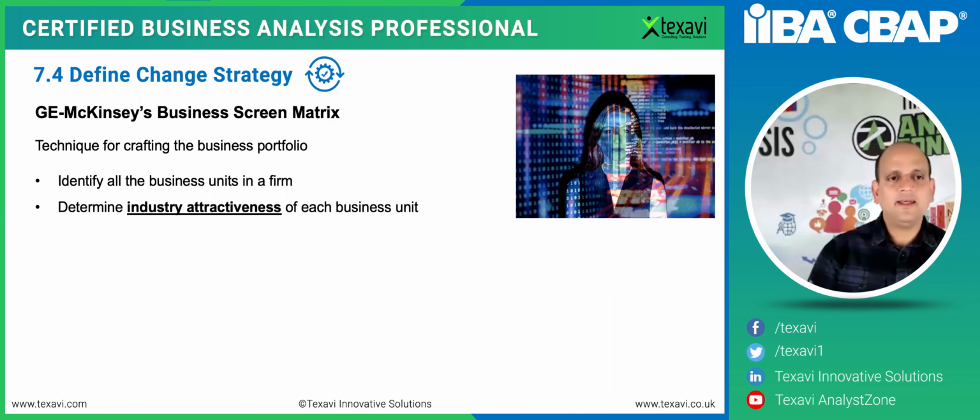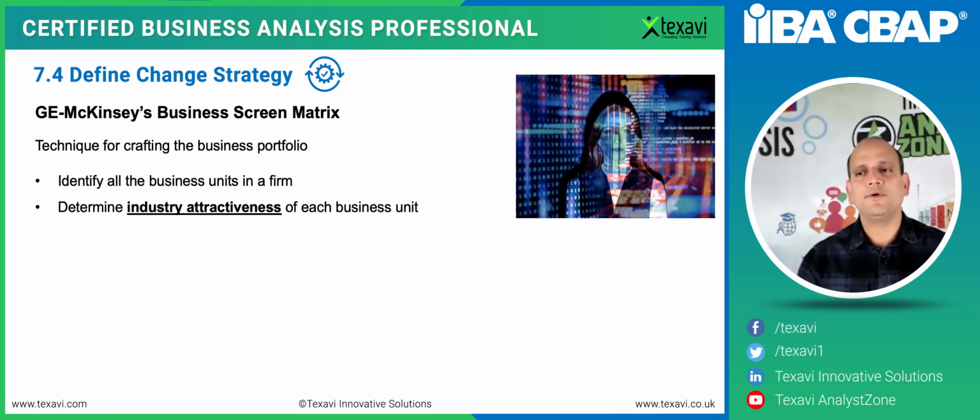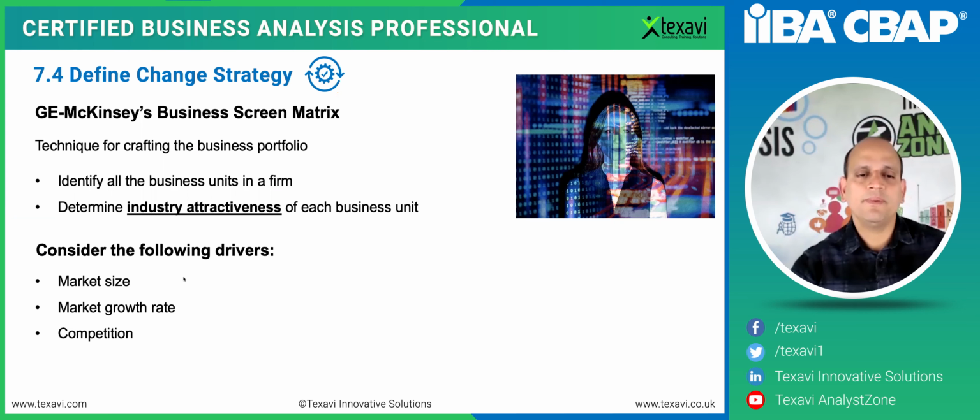Now talking about the GE-McKinsey business screen matrix, again, very similar in terms of the approach, the business portfolio. It would help understand the attractiveness of the industry for each of the business units. That's the key potential for this technique or tool. So what we do here is basically we consider the drivers. So what are the drivers?